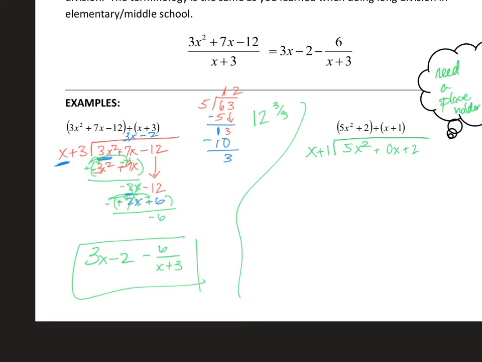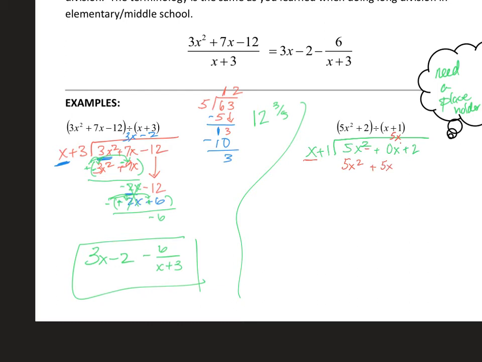Okay, so if you notice, all of the exponents are going in decreasing order. So this would be a 2, you'd have a 1 here, and this would be a 0. Okay, you need that every time. If you don't have that, you need to make sure you put in some placeholders. Okay, and we're going to do the exact same thing we just did in the previous example. What am I going to multiply x by to get to 5x squared? Well, that would be 5x. Okay, so 5x times x is 5x squared, and then 5x times 1 is 5x, right?